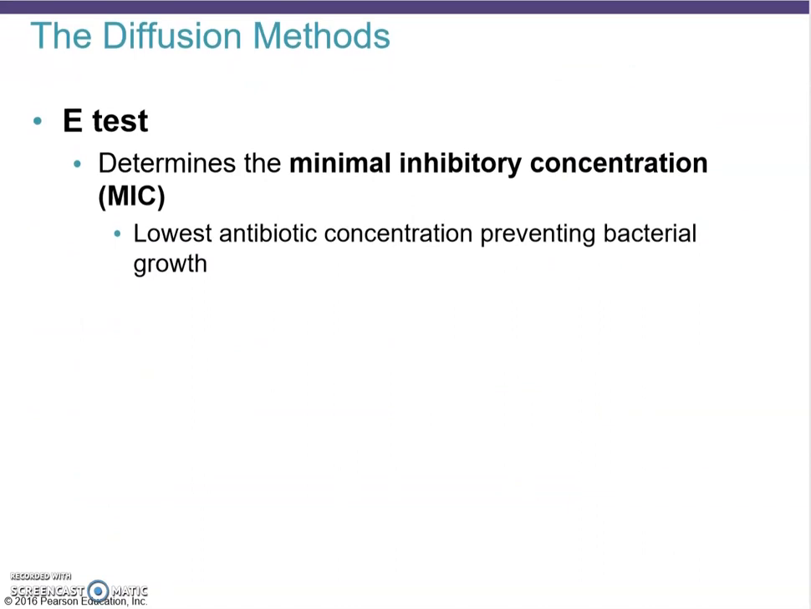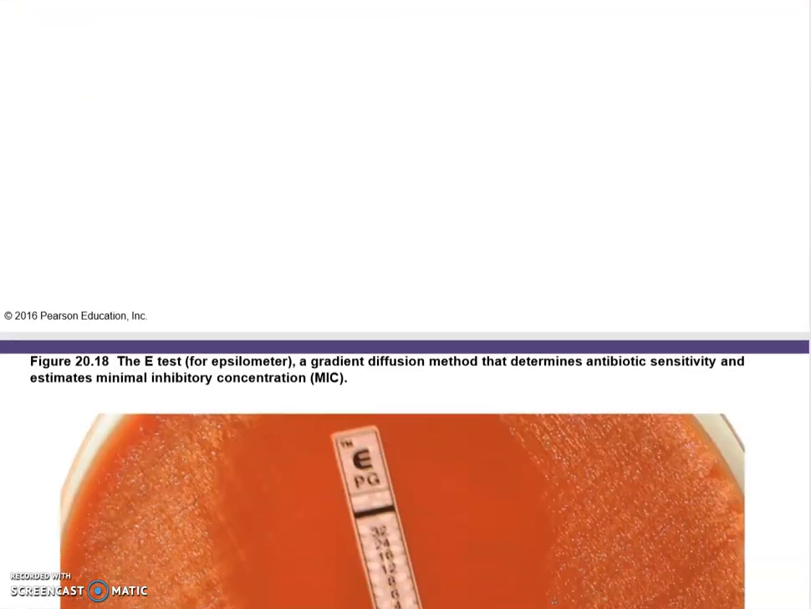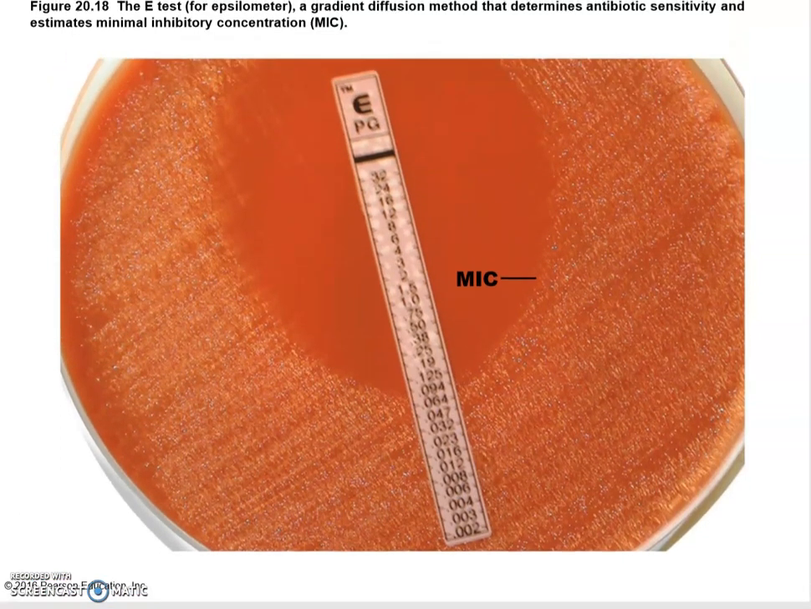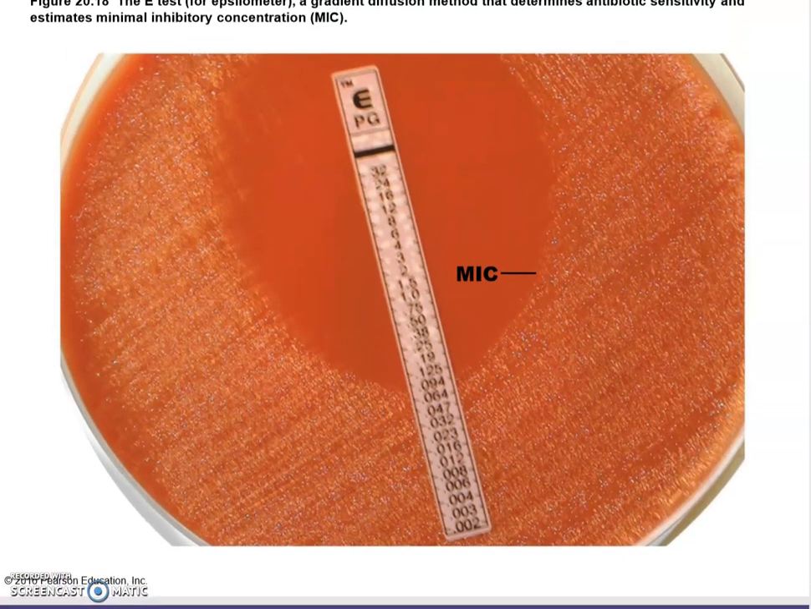You can also do an E-test, and that one measures the minimal inhibitory concentration. That means now you have a test strip that has the antibiotic or the chemical that you want to test in different concentrations. And there you can see the lowest antibiotic concentration that will prevent bacterial growth, and here's what that would look like. So here you have this strip right here that contains the antibiotic that you want to test in different concentrations. You can tell at these very low concentrations, totally not effective at all.